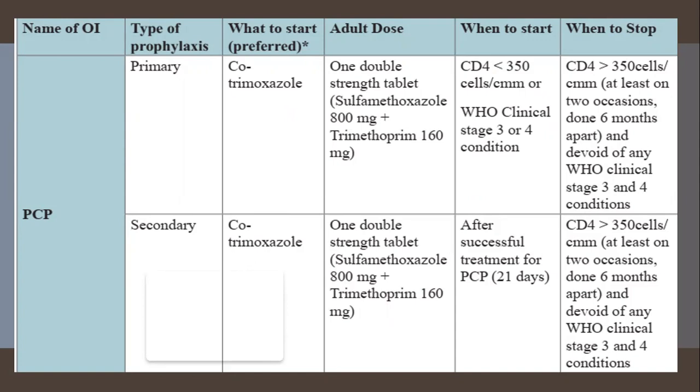So what are the indications for primary prophylaxis? CD4 count less than 350 or clinical stage 3 and 4 is the indication to start. When will you stop primary prophylaxis? When the CD4 count becomes more than 350 for at least 3 months, we can stop PCP prophylaxis with cotrimoxazole. But secondary prophylaxis is given after successful treatment for PCP. It should be stopped after 6 months of CD4 count more than 350.